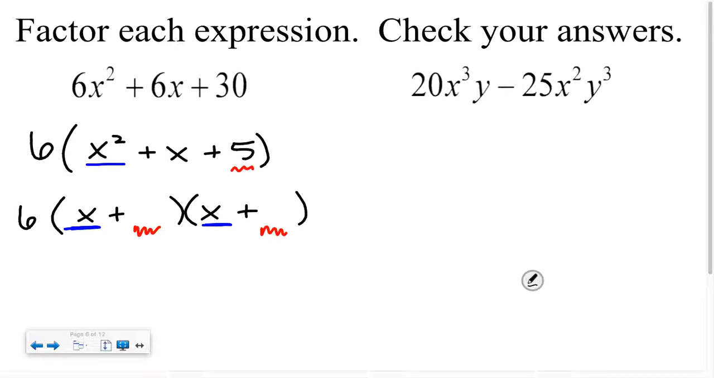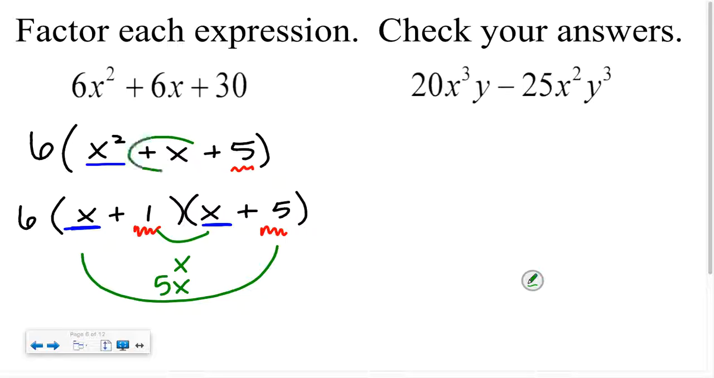You will only use whole numbers today. 1 and 5. Then the last thing we have to do is check by foiling. You don't have to do the first and the last terms. You always just need to do the outsides and the insides. So when I check my outside, x times 5, insides 1 times x, give me 1x. These two are supposed to make x.